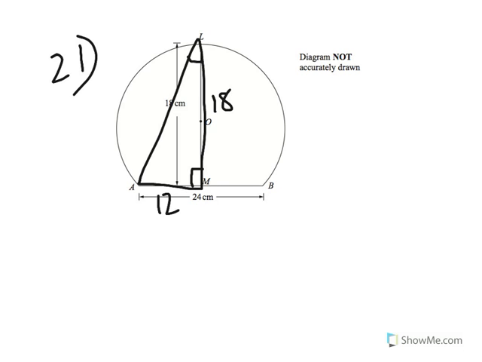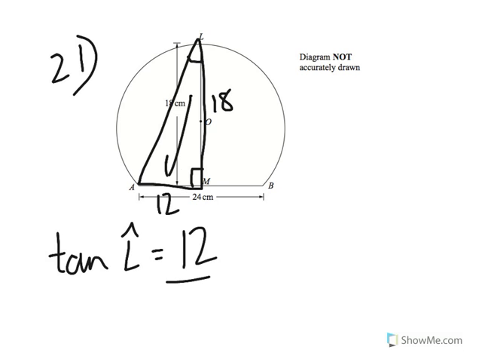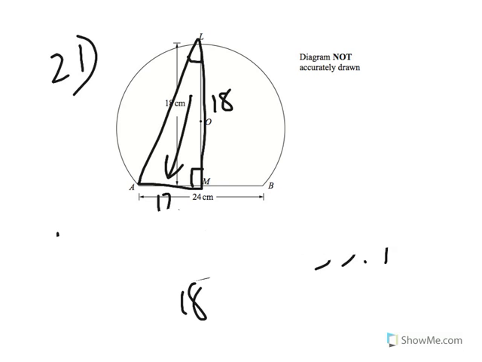Angle L is nothing but, you remember your SOHCAHTOA, tan of angle L is equal to opposite, which is 12 over here, over adjacent, which is 18. So angle L is equal to tan inverse of 12 over 18, which is nothing but 33.7 degrees.